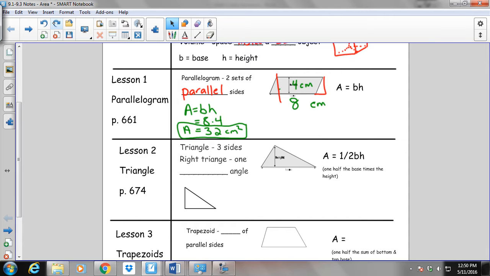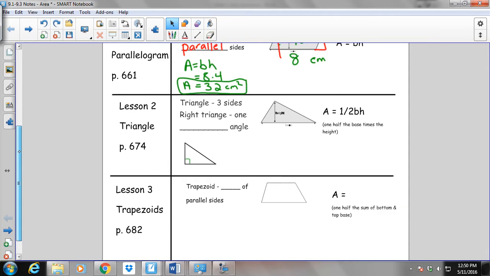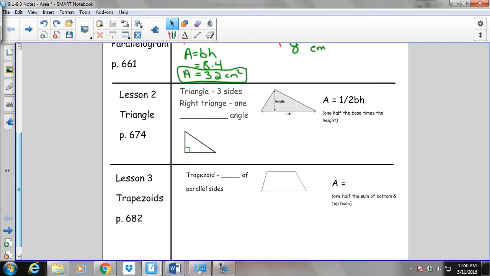Alright, lesson 2, triangles. In case you forgot, a triangle has 3 sides. A right triangle is a specific kind of triangle. It has 90 degrees, and this little square down here in the corner is the symbol that shows you that it's a 90-degree angle on it. It's the same formula. Area equals 1/2 of the base times the height.